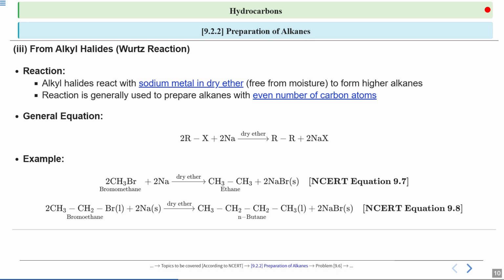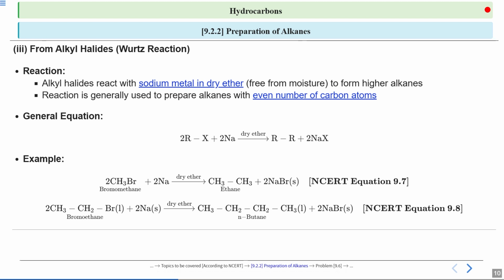Next, we can take the example of bromoethane. Again, in the presence of sodium and dry ether, it will give you double the number of carbons present on the reactant side. On the reactant side, we have 2 carbons, so we will get a total of 4 carbons in a linear fashion, giving us n-butane, and again we will get the side product as sodium bromide.